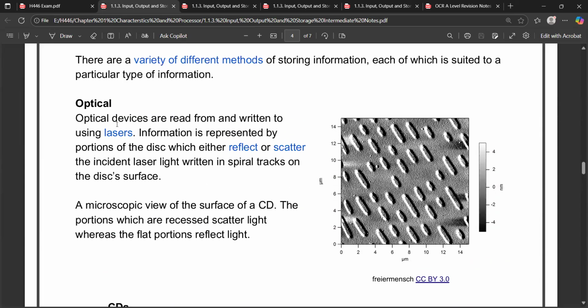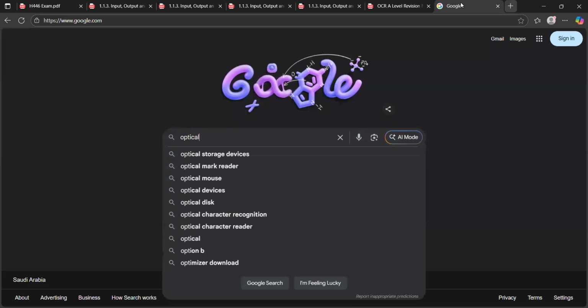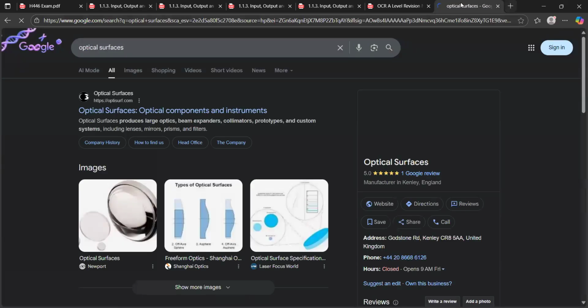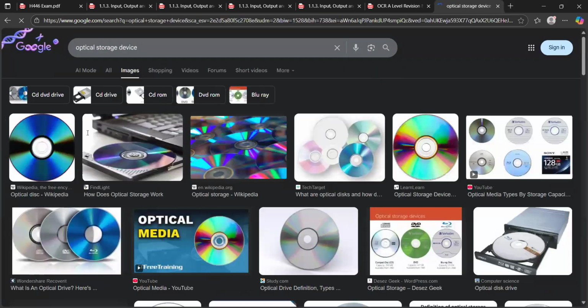I want you to understand that optical disc basically refers to when you are using a laser to read and write data on an optical surface. So when we are talking about optical surfaces, we are referring to these devices.